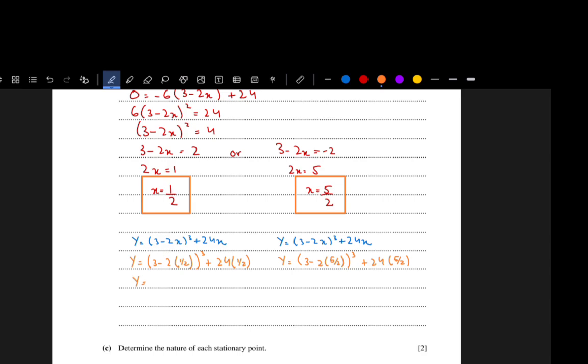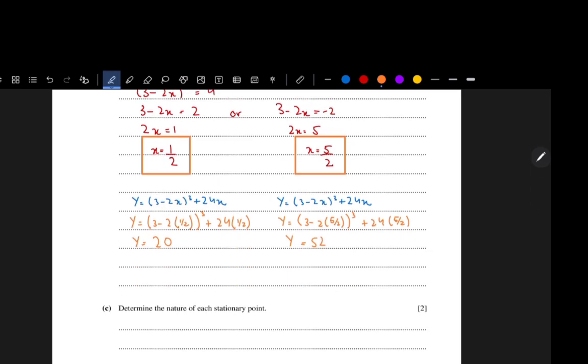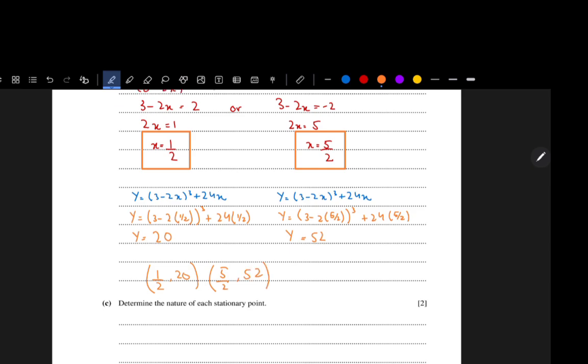This will give us y equals 20, and this will give us y equals 52. So our final answer will be 1 upon 2 comma 20 and 5 upon 2 comma 52.